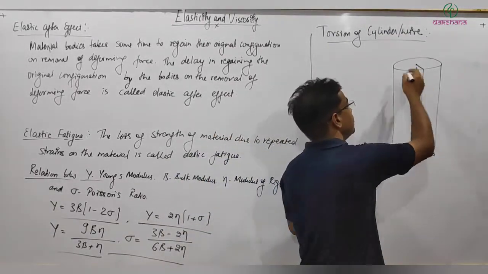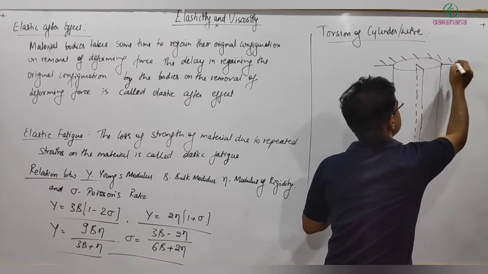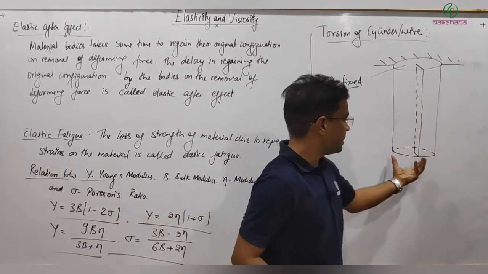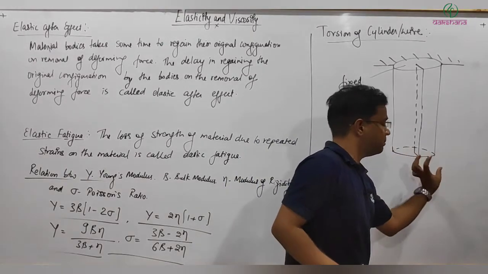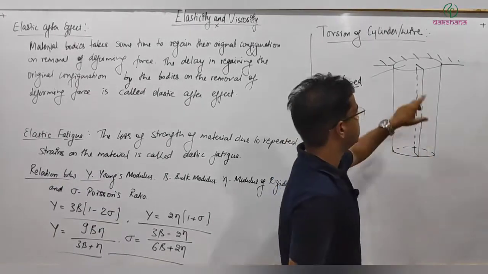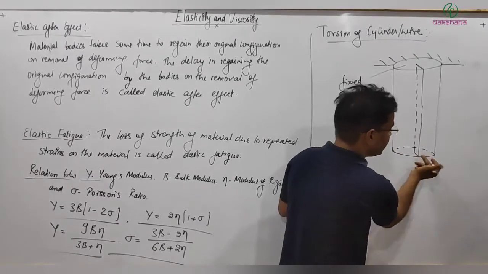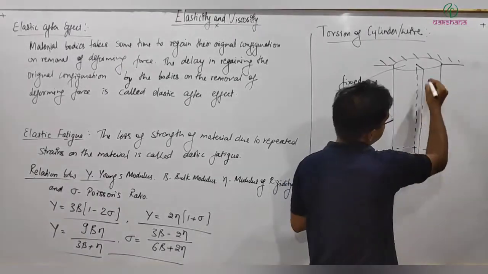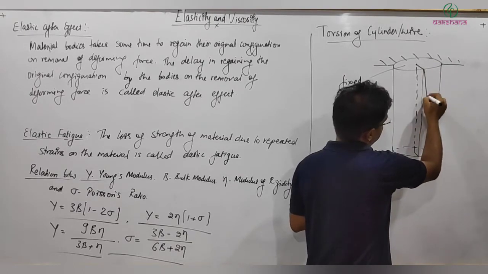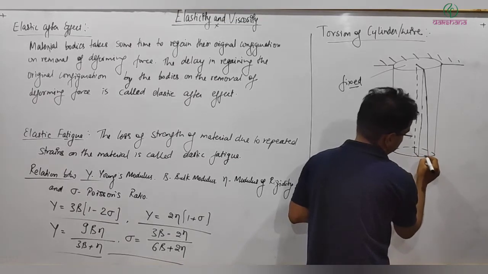Now what is happening actually, if one end of the cylinder is fixed, and we are trying to rotate the lower end, then what will happen is that this line I have drawn will twist by some angle. It will be twisted by some amount, and the orientation of this line will be like this, so it will be in this manner.